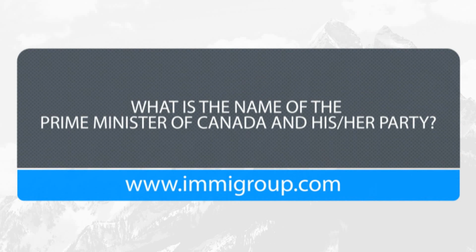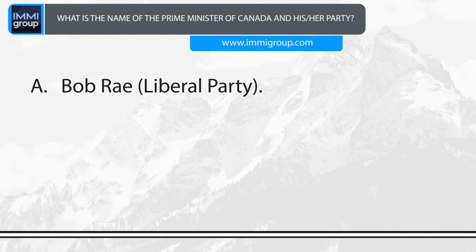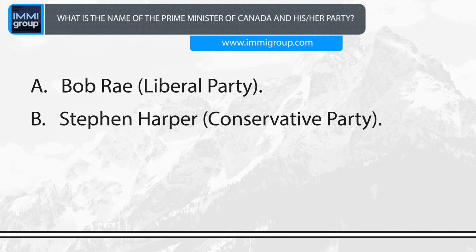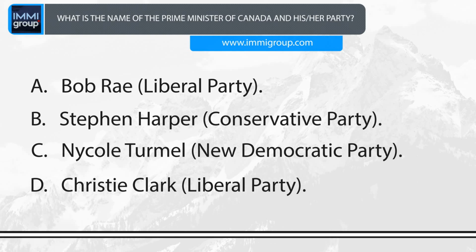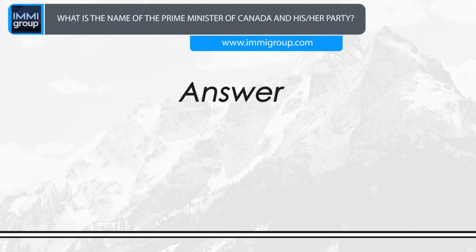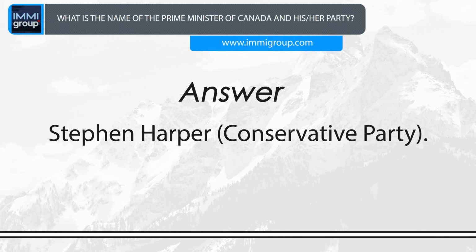What is the name of the Prime Minister of Canada and his/her party? A. Bob Rae, Liberal Party. B. Stephen Harper, Conservative Party. C. Nicole Turmel, New Democratic Party. D. Christy Clark, Liberal Party. Answer: Stephen Harper, Conservative Party.